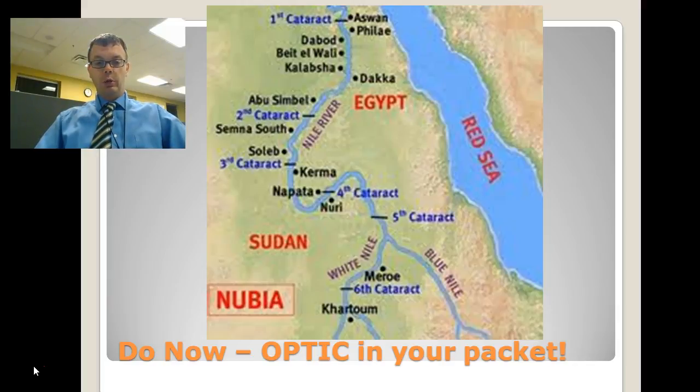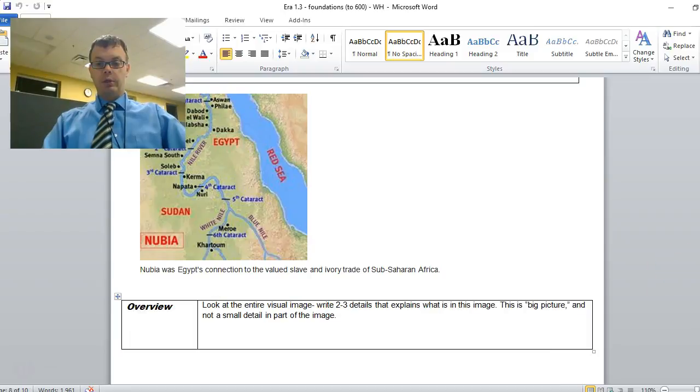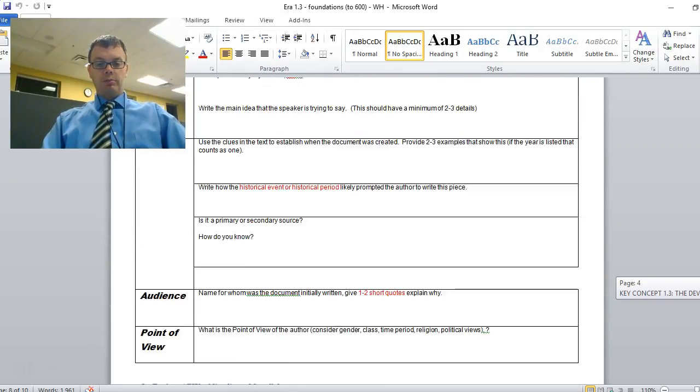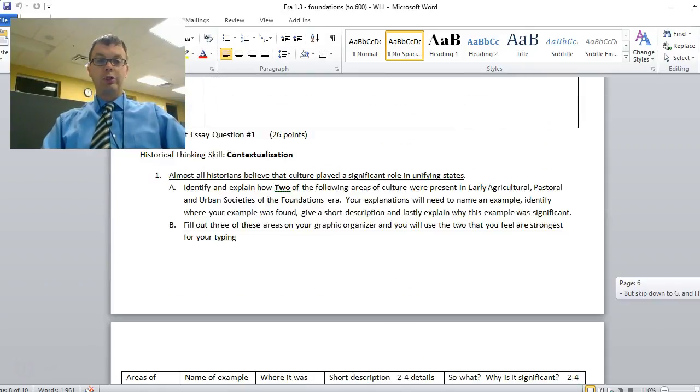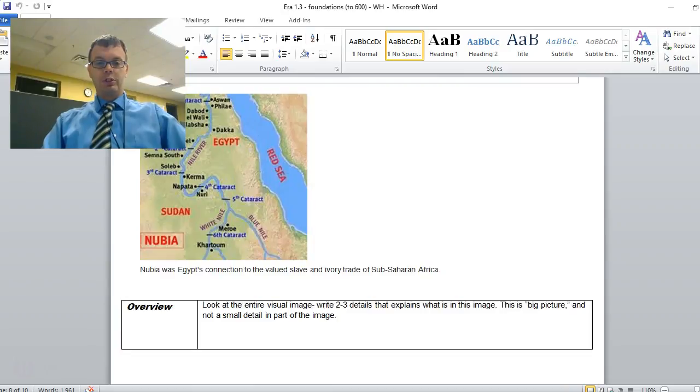So let's get going. Right now, why don't you take out your note packets for 1.3 and flip to where you see this picture on your packet. If you're wondering what that looks like in your packet, it looks like this right here. So here's our 1.3 packet. From my understanding, you guys just finished your 2 paragraphs you typed, and then just scroll down here, turn your pages all the way until you get to this picture right here, and we're going to work on OPTIC.